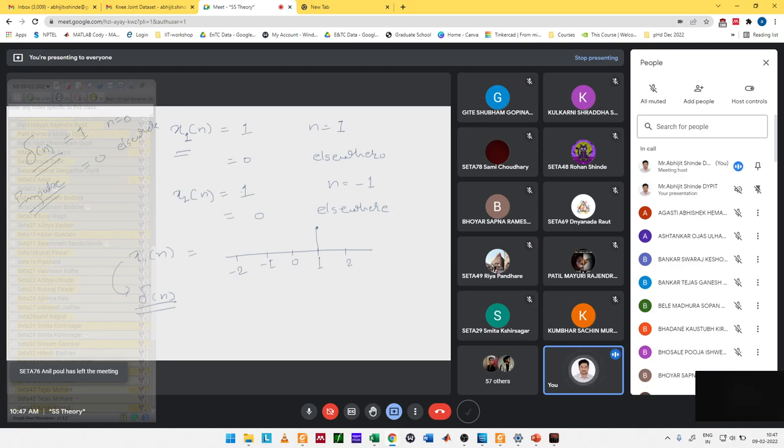Whenever I am writing del of n, it means that it is going to be 1 at n is equal to 0. Understand one thing: I am not asking you this question just to check what you understood. I am asking you this question just to make you think. I do not expect a right answer from you. I expect a thinking process from you. Yes, anyone?